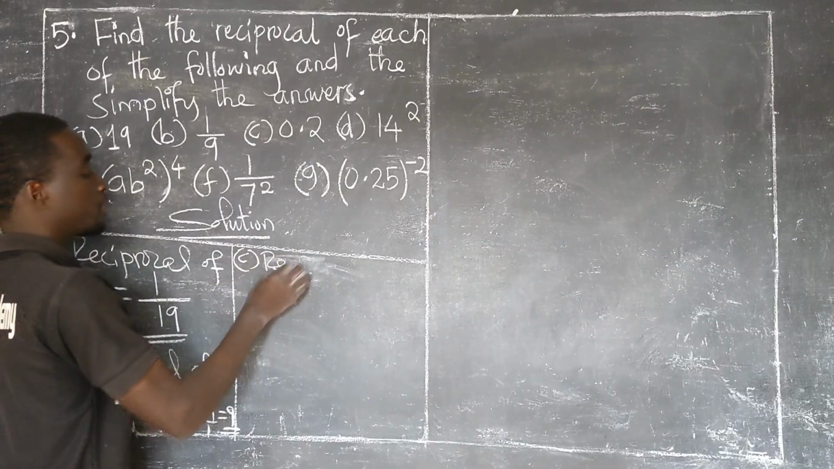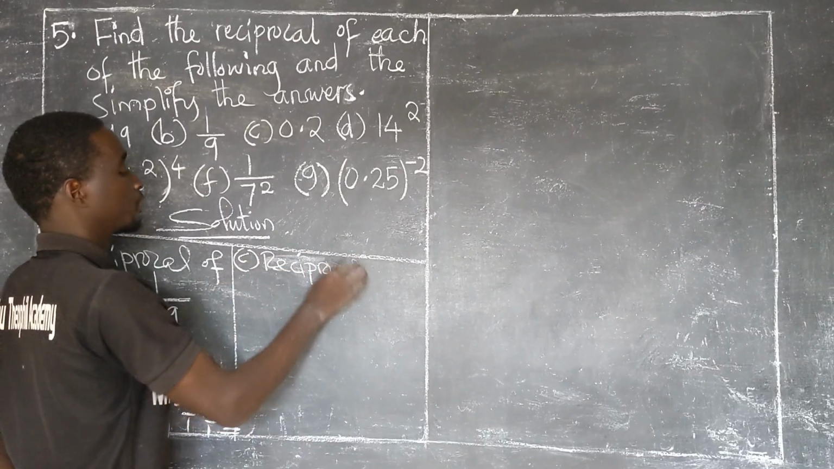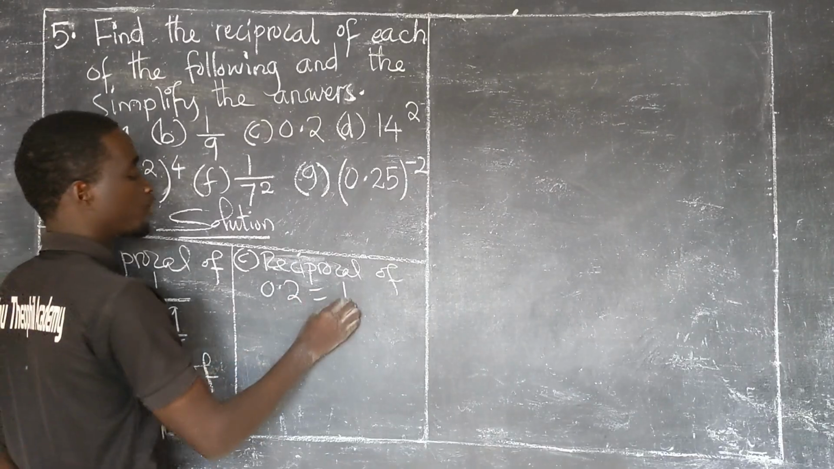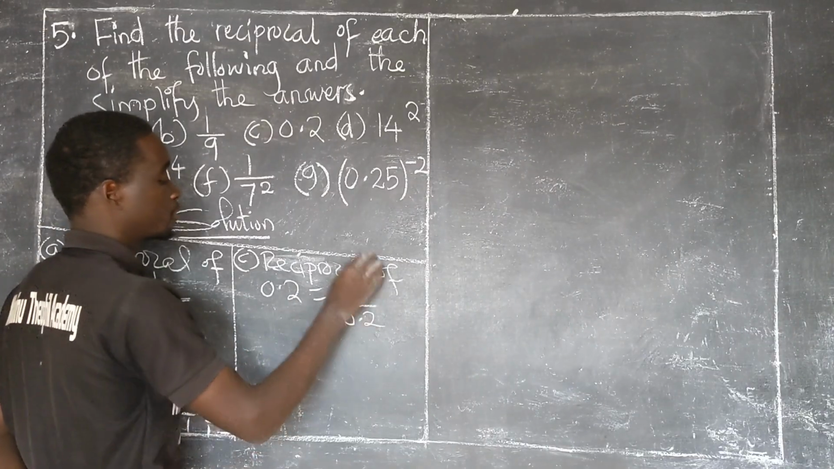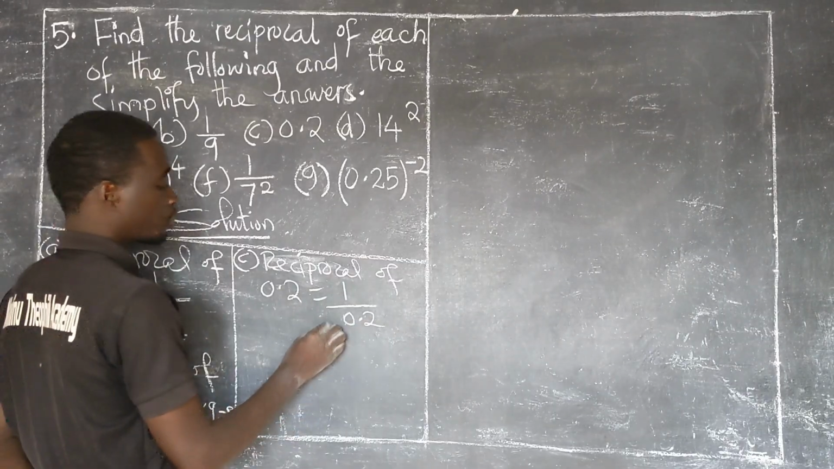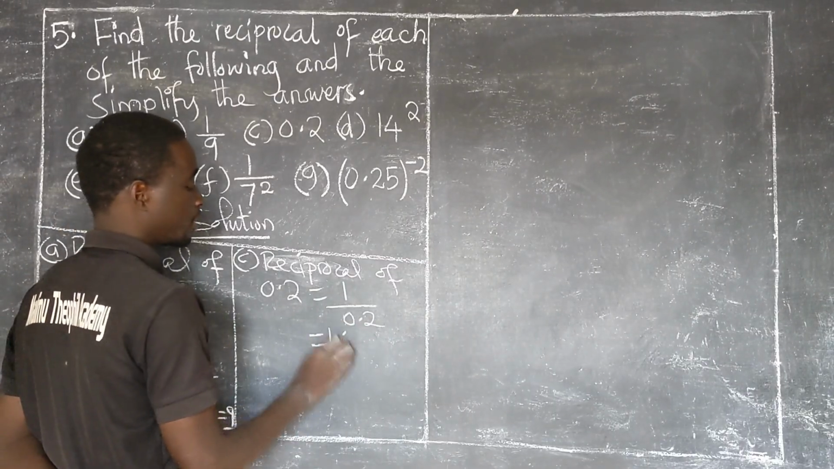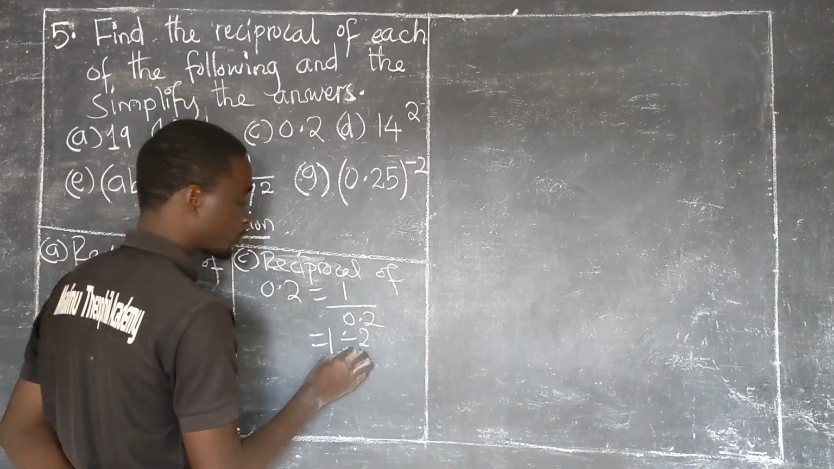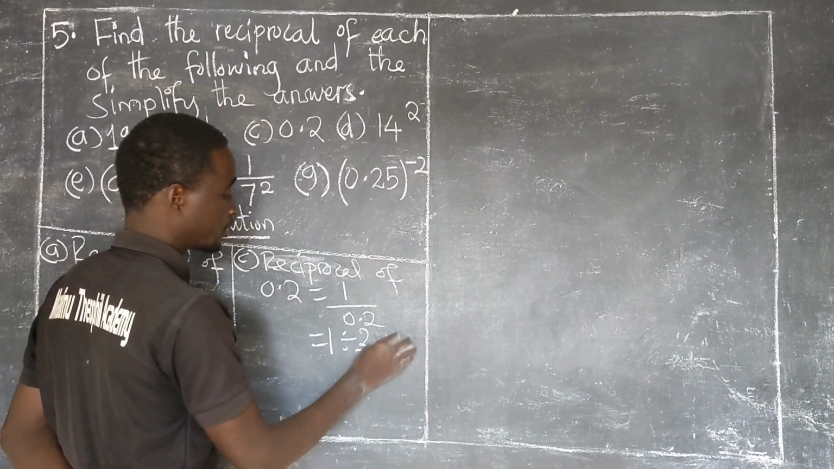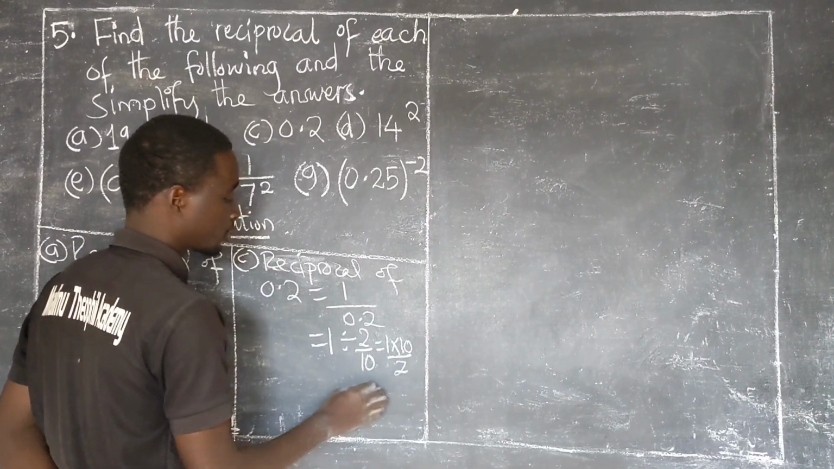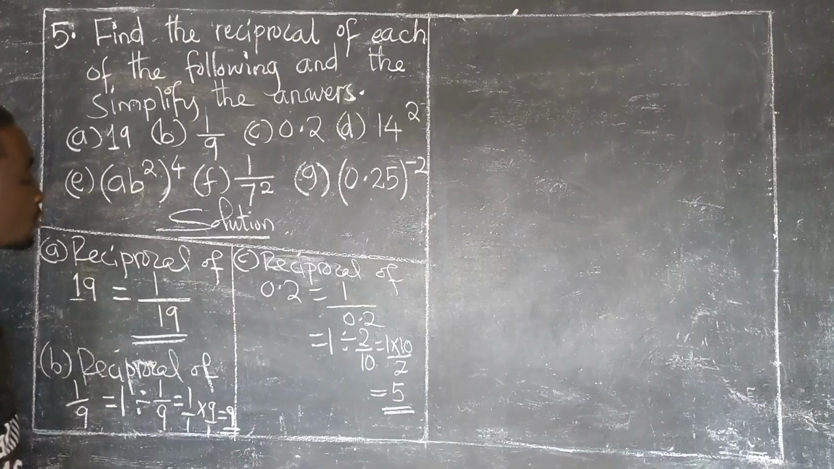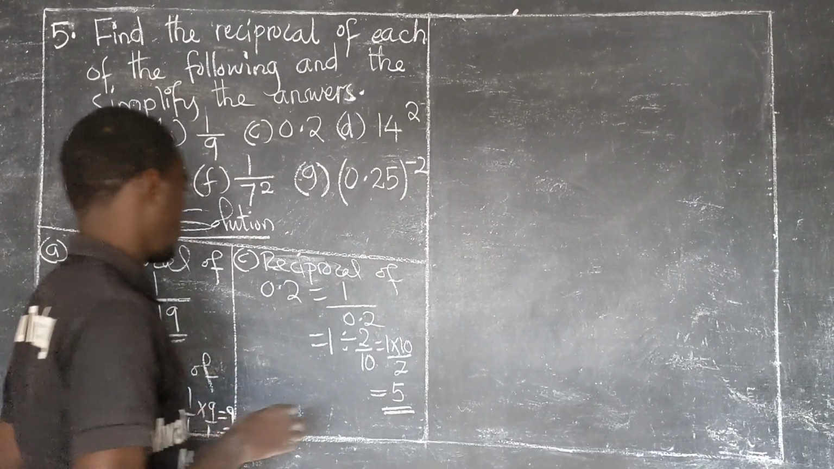C. The reciprocal of 0.2. This will be equal to 1 divided by 0.2. And this is equal to 1 divided by 2 divided by 10. Now it will be equal to 1 times 10 divided by 2, so the answer will be 5. The reciprocal of 0.2 is equal to 5.